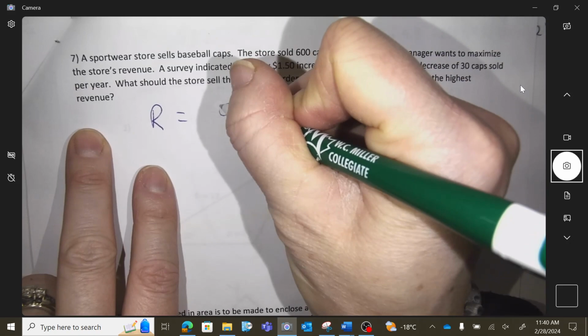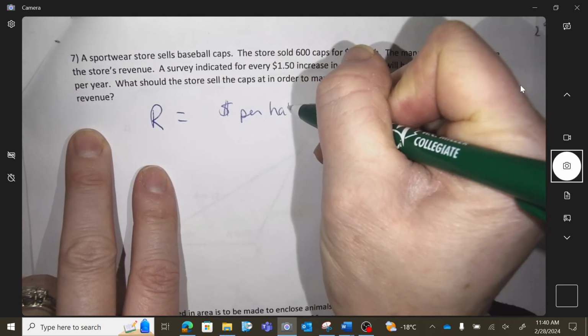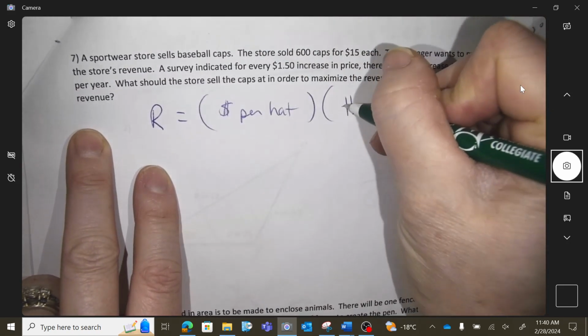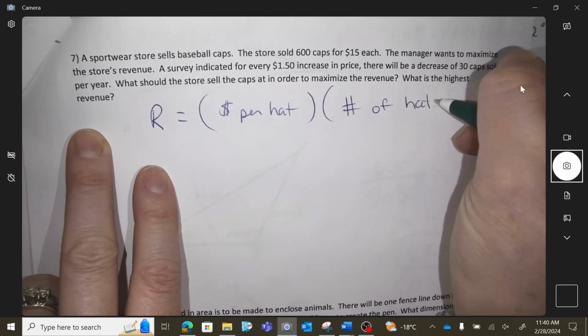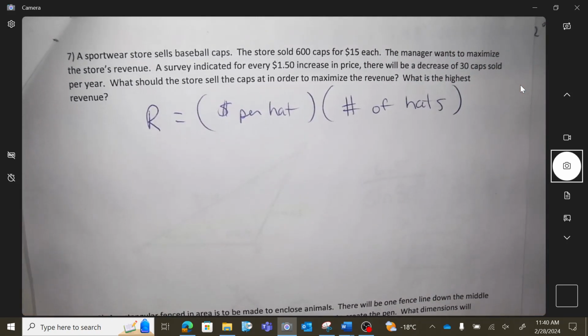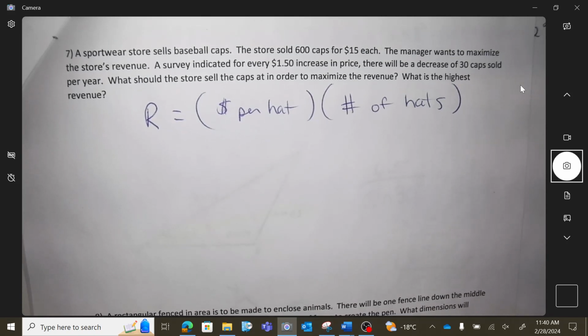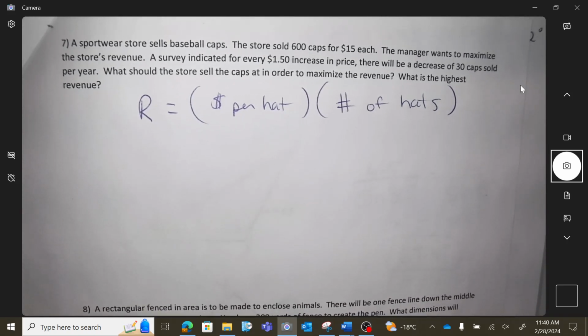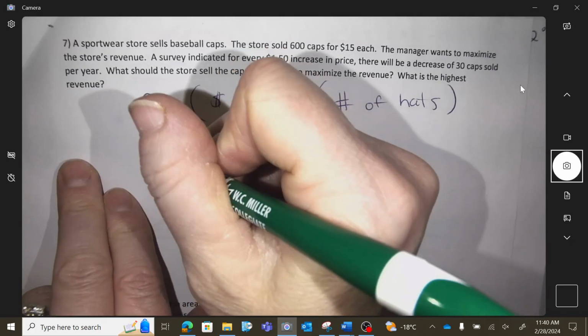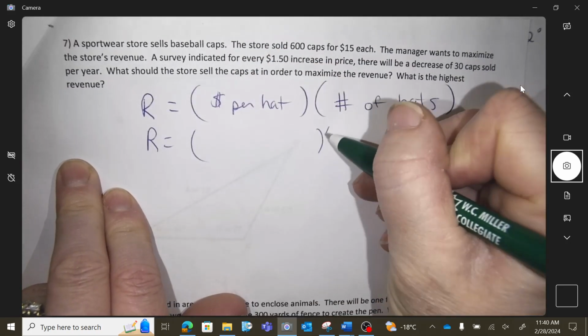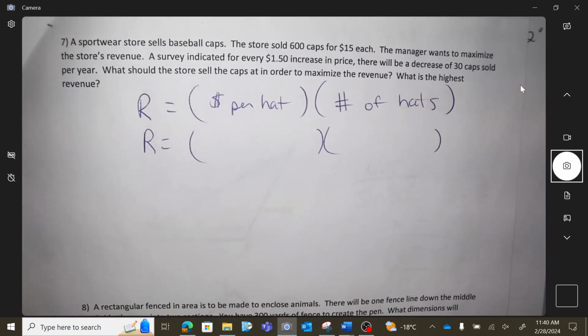Revenue equals price per hat times the number of hats. I'm going to write it in words. Does it make sense in world, life, skills? However many hats you sell times their price. That's the money you make. Revenue equals big brackets, big brackets.